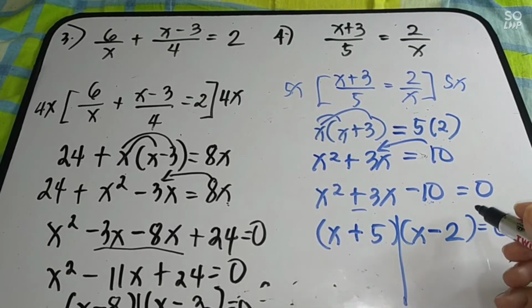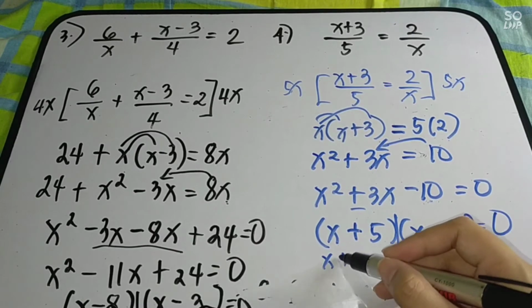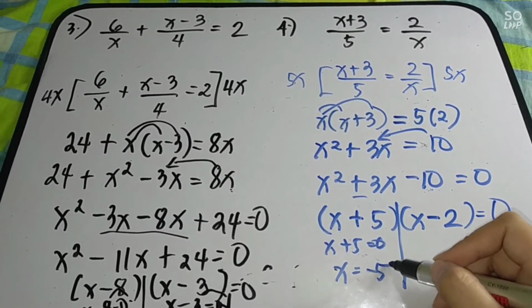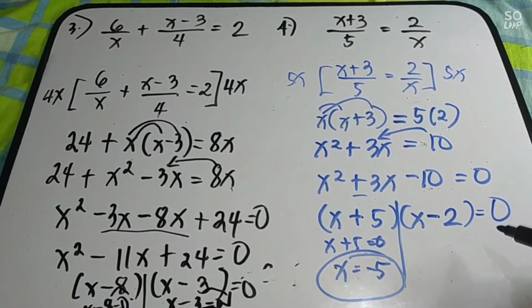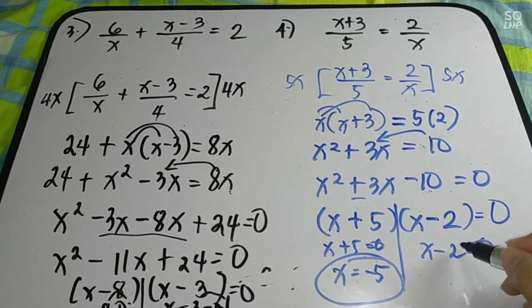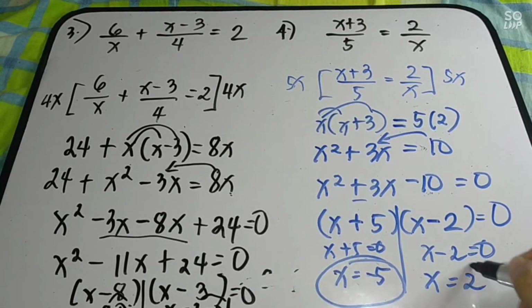Now, let us solve for x. So, you have here x plus 5 equals to 0. So, x is equals to negative 5. This is now your first x. Next tayo, x minus 2 is equals to 0. So, x is equals to positive 2.